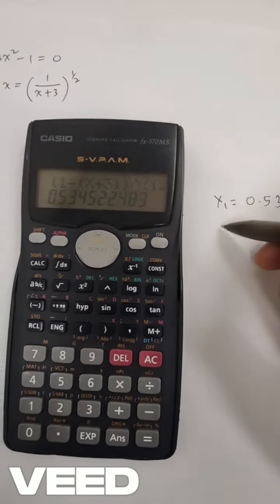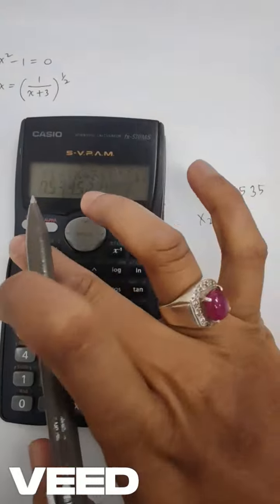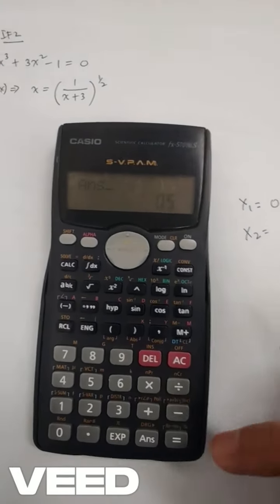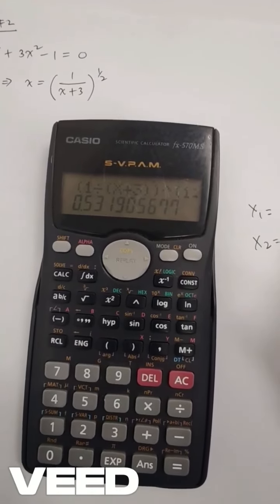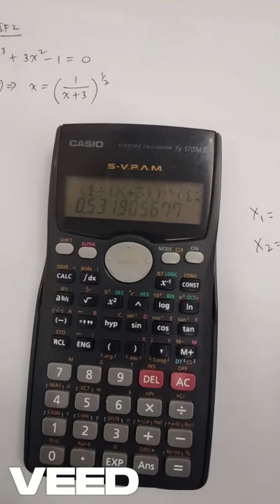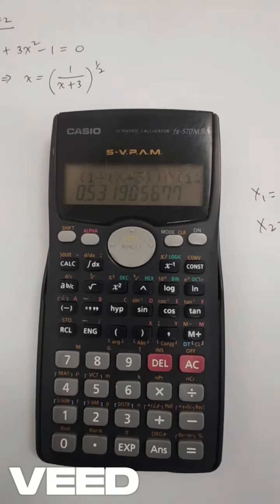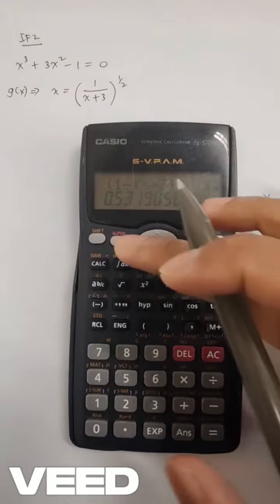Okay, to find the value of x2, you click calculate, then answer, equal. You got the value of x2, 0.532. You continue until you get the same answer, which is 0 error.